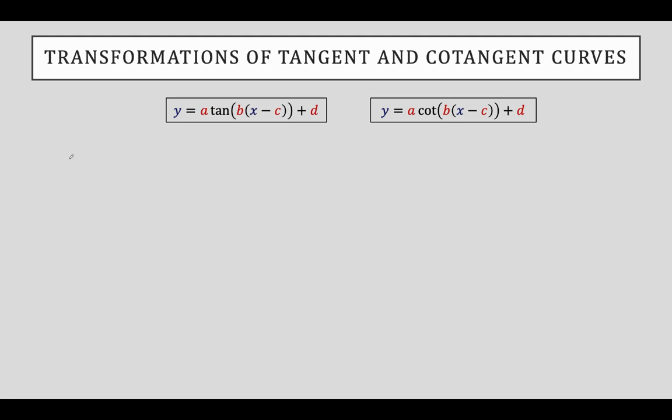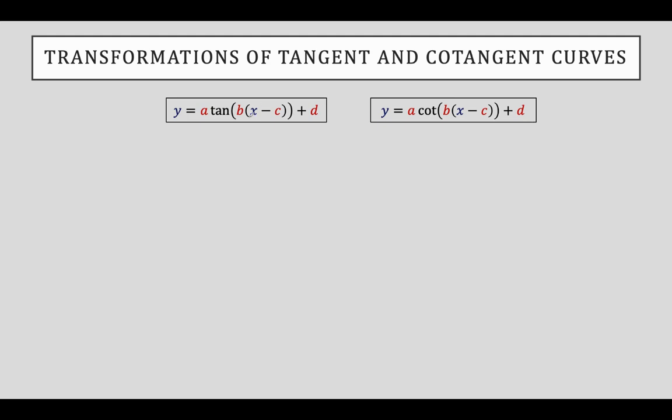Let's do some transformations of tangent and cotangent curves. A lot of this should look familiar to you from the last section of the text. Here, I have the standard form of a tangent function and the standard form of a cotangent function. Y equals a times the tangent of b times the quantity x minus c plus d, and y equals a times the cotangent of b times the quantity x minus c plus d.